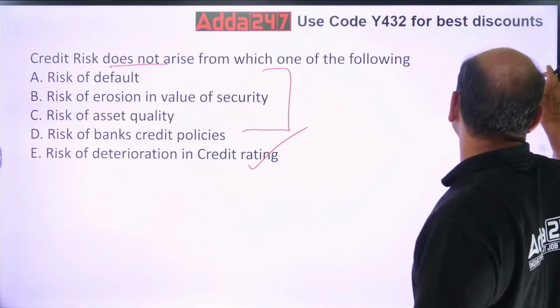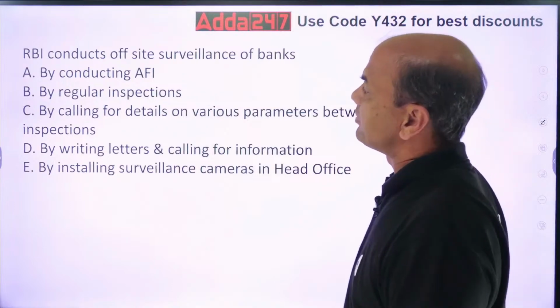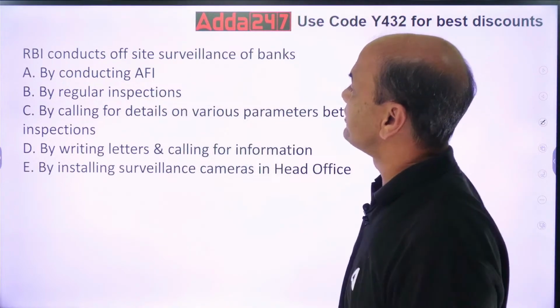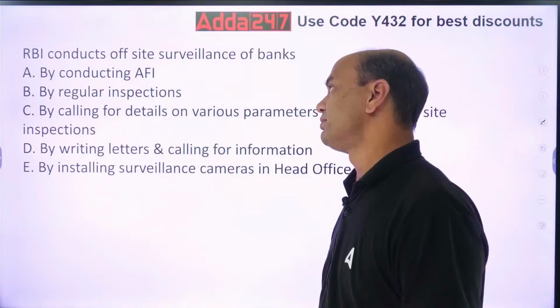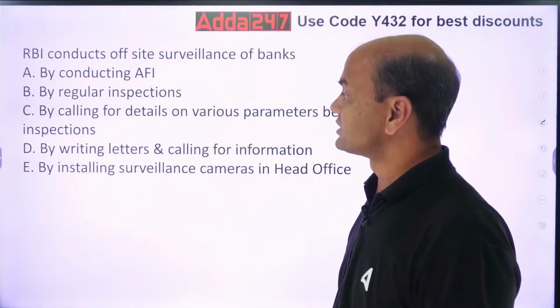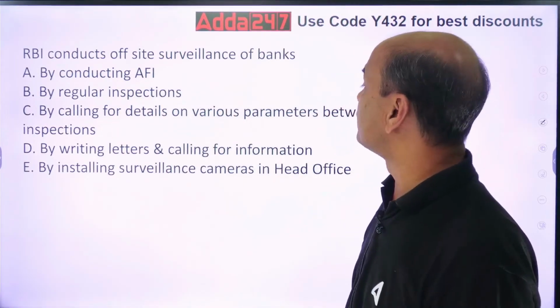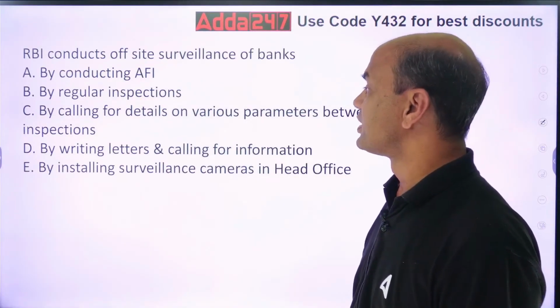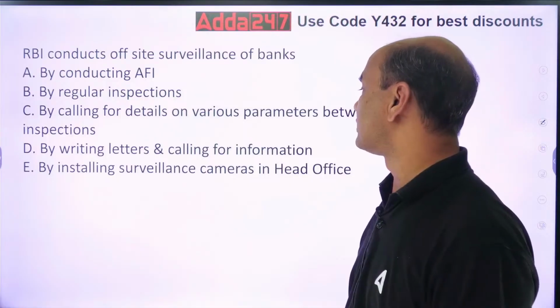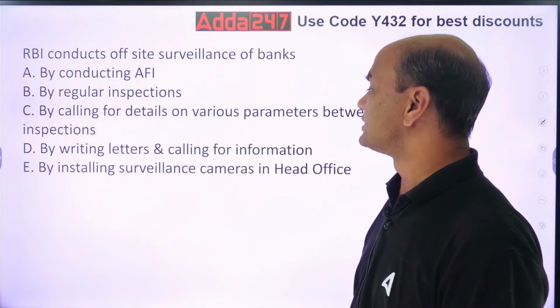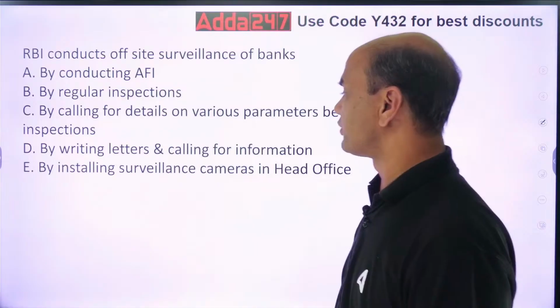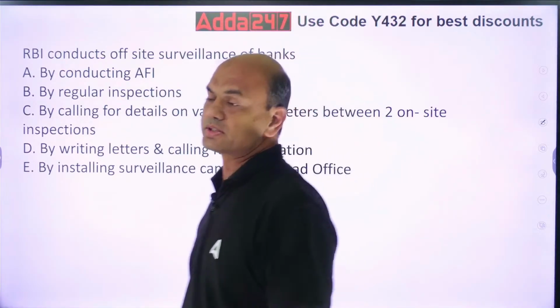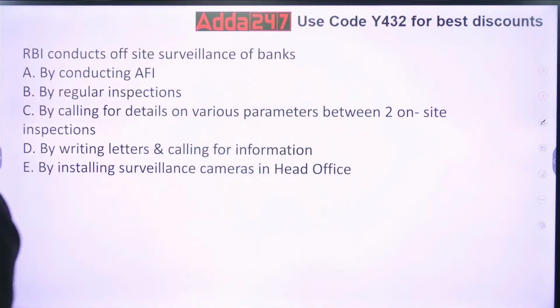So next, RBI conducts off-site surveillance of banks by conducting AFI, by regular inspections, by calling for details on various parameters between two on-site inspections, by writing letters and calling for information, by installing surveillance cameras in the head office. How does RBI do this off-site?